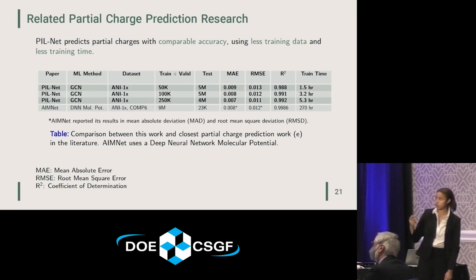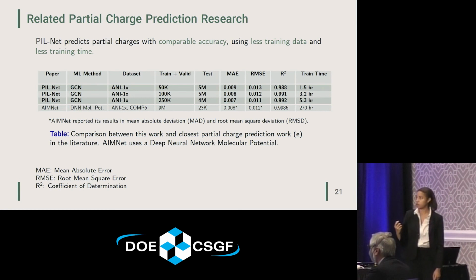And then in the paper that we have for this work, we compare PLNet with a number of different machine learning techniques for predicting partial charges, but here's one that's the most similar to ours because of the data set. They use the ANI1X data set as the basis for their training set. But they do expand it to include molecules with other elements like chlorine, I assume. I remember it's chlorine and some other ones.